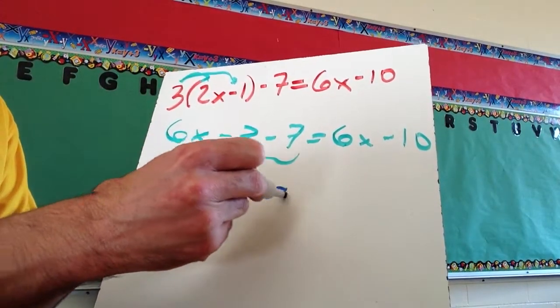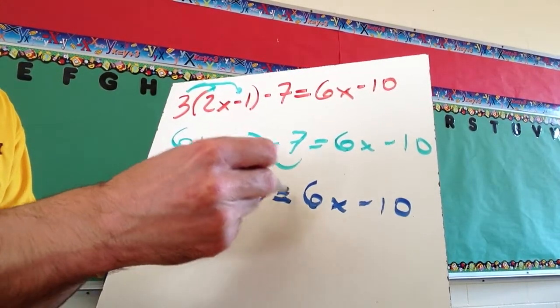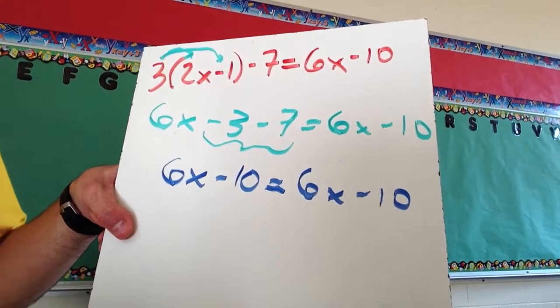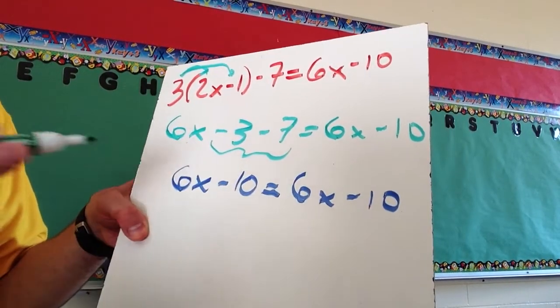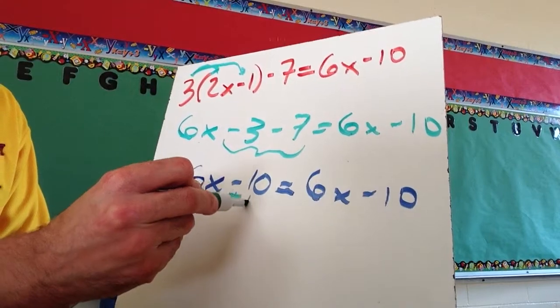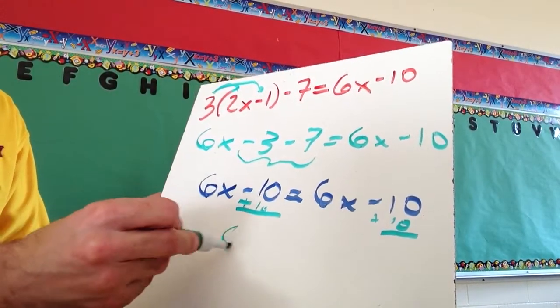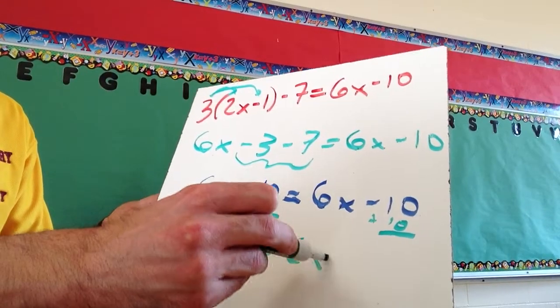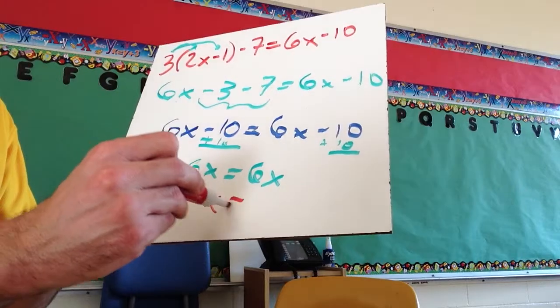Now when I combine these like terms, I have 6x minus 10 equals 6x minus 10. And what you'll notice at this point is the left side equals the right side. So I could add 10 to both sides, subtract 6 from both sides. Let's say that I were to add 10, and I would end up with 6x equals 6x. And then if you divide by 6, you end up with x equals x.